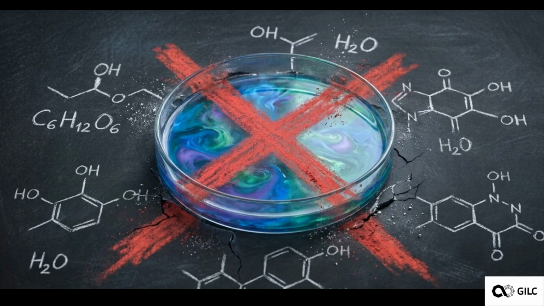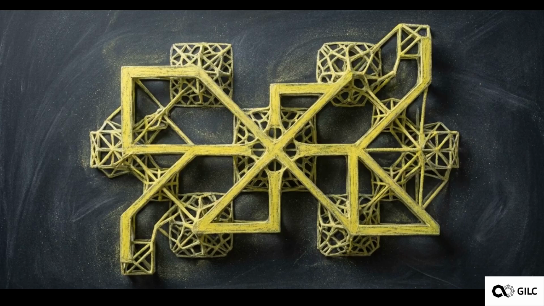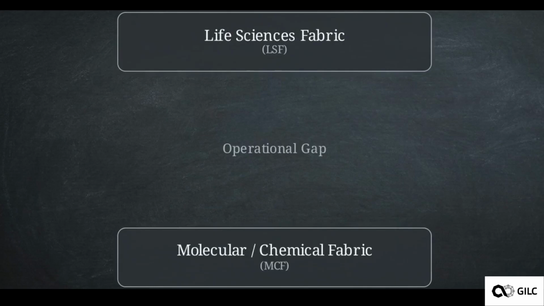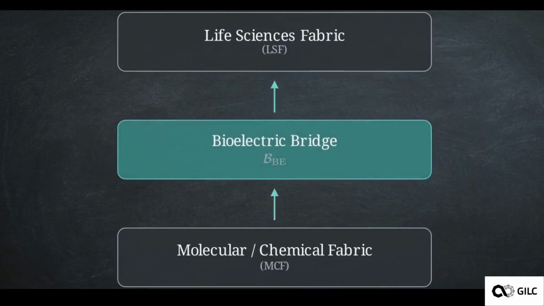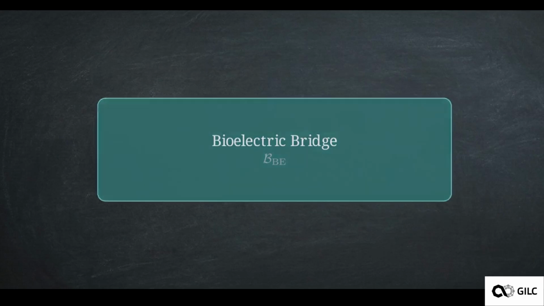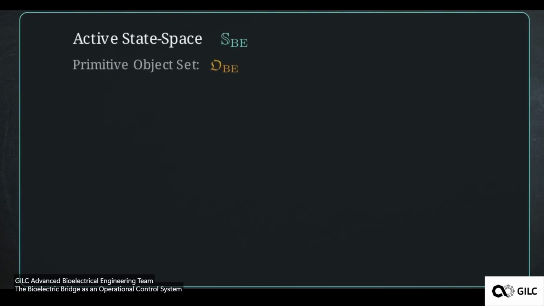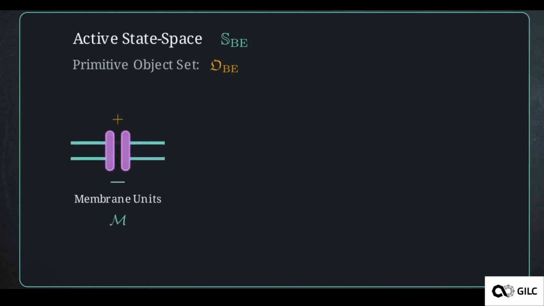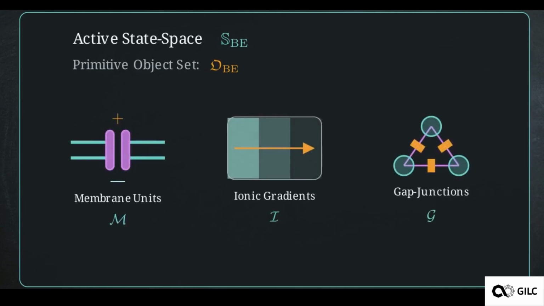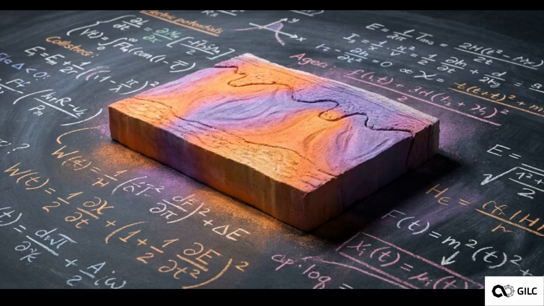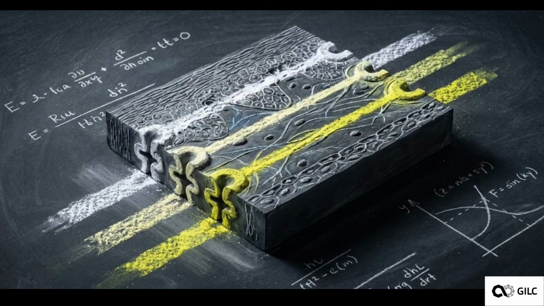To achieve predictive regenerative control, we must move past the chemistry-only substrate model and isolate the regulatory layer directing multicellular shape. That missing transition layer is the bioelectric bridge, the electrodynamic transduction corridor completing the hierarchy. We define this mathematically as the active state space of living ionic asymmetry, operating through canonical primitives: membrane units, ionic gradients, and gap junctions. These primitives operate as distributed tissue-scale control variables. They encode, transmit, and update anatomical instructions across macroscopic distances.